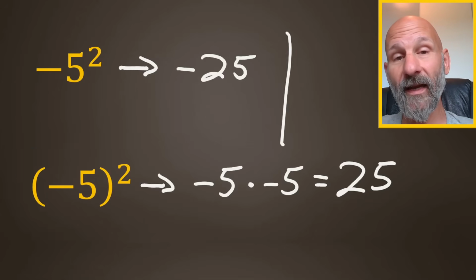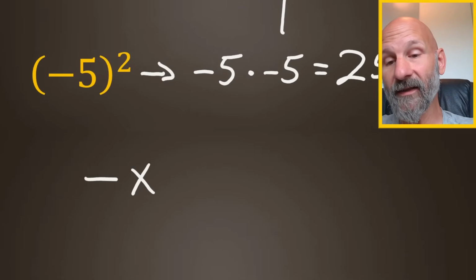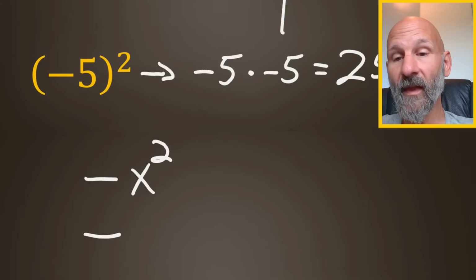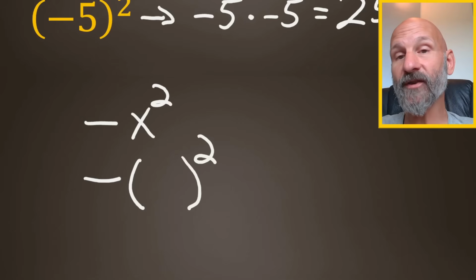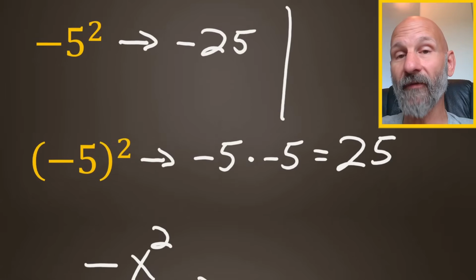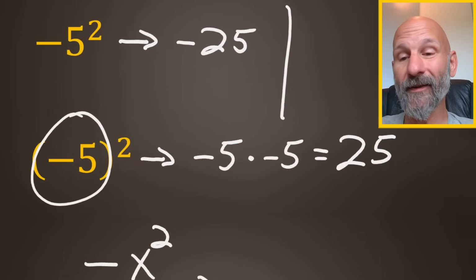Now, if you're doing a different one, like a negative x squared, that's going to be different. We're still going to have the negative, and then we're still going to have whatever x is, and then we'll have the squared there. So the parentheses, remember, keep things together. We want the negative with the 5 when we substitute -5 in for x.